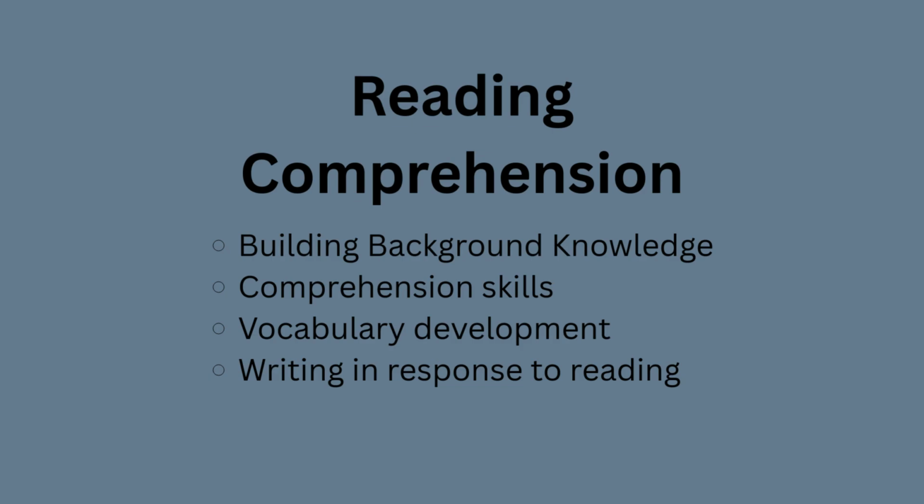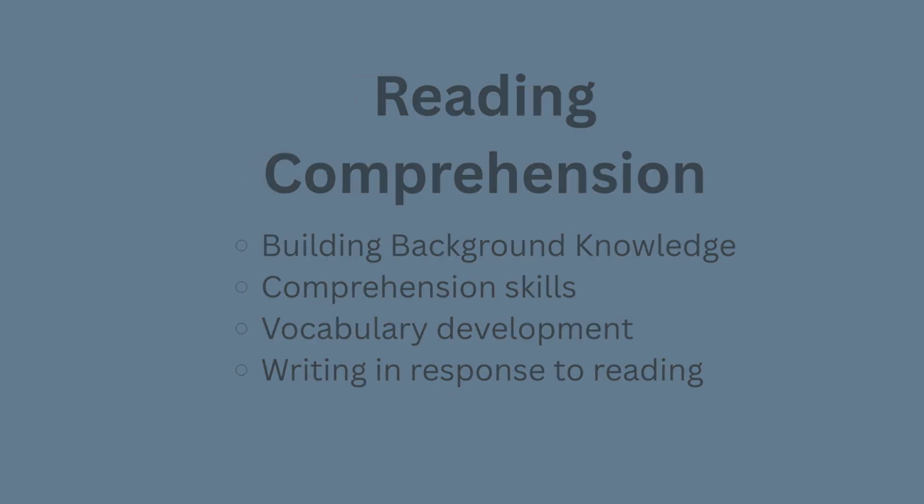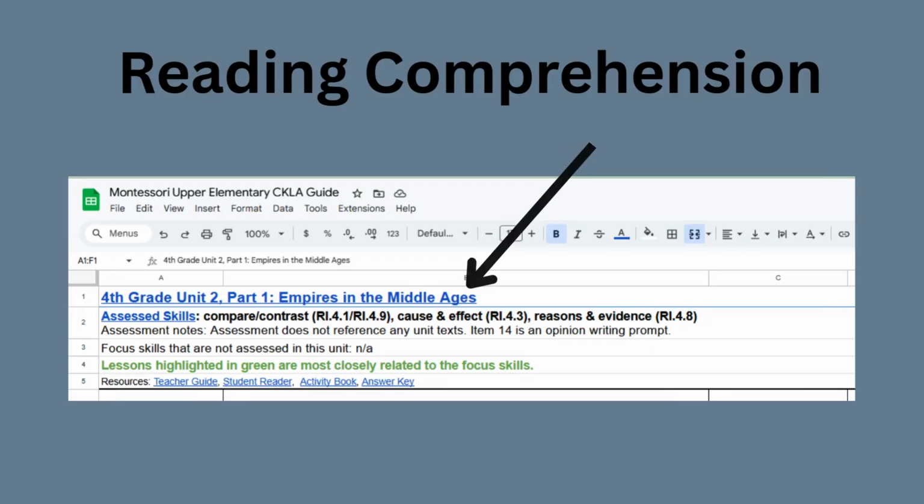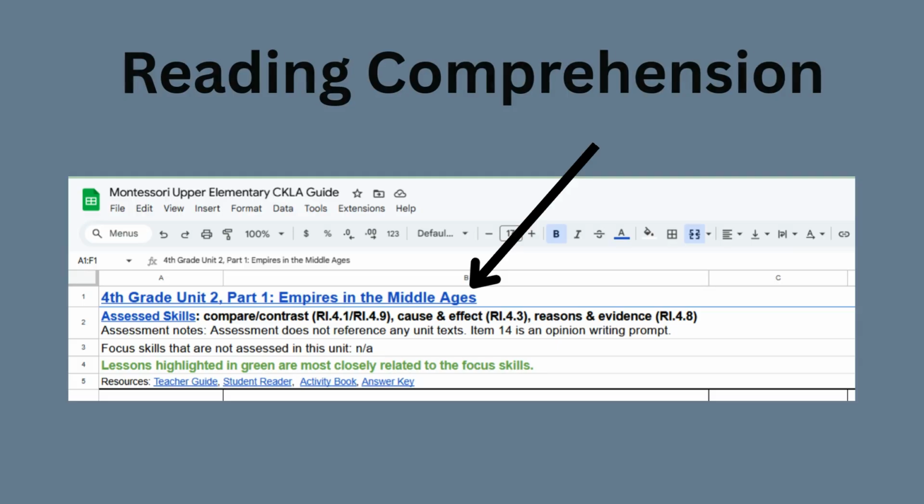As mentioned at the beginning of the video, the goals for reading comprehension in CKLA are to build background knowledge, practice comprehension skills, develop vocabulary, and practice writing in response to reading. All of the elements of reading comprehension can be found in the Reading Unit tabs. There is one tab for each unit. At the top of each page is the title of the unit, with a link to the Amplify platform.